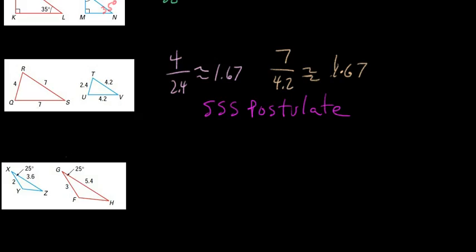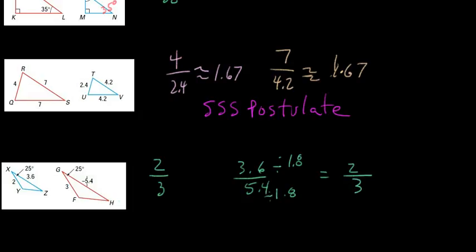Okay? And we have one more here. You notice that we have a 25-degree angle here, a 25-degree angle here. I don't know what these two angles are. I don't know what these two angles are. But I've got a side here. Let's make the side 2 over 3. Well, that's pretty clear, 2/3. And what about 3.6, this one here, over 5.4. Well, if I divide the top and bottom by 1.8, then I get 2 on top, and on the bottom I get 3. And so the ratio of the two sides is 2 to 3.